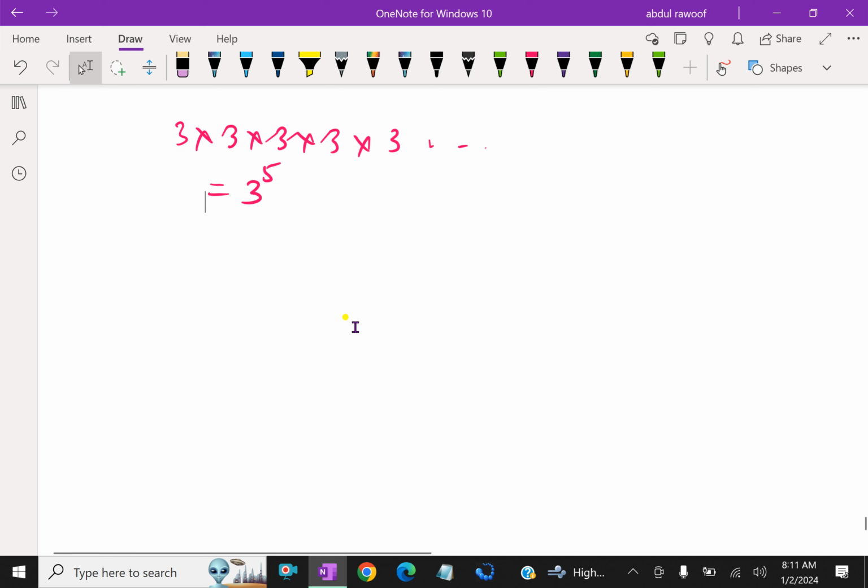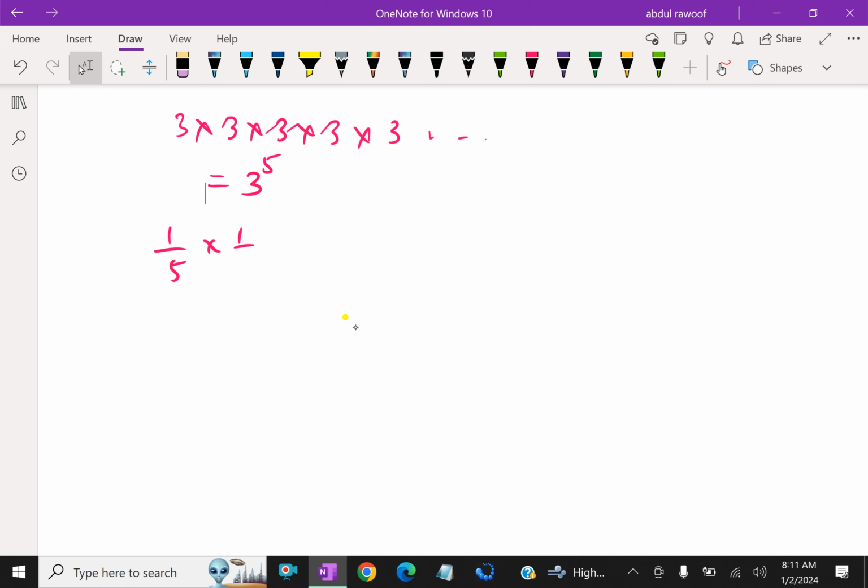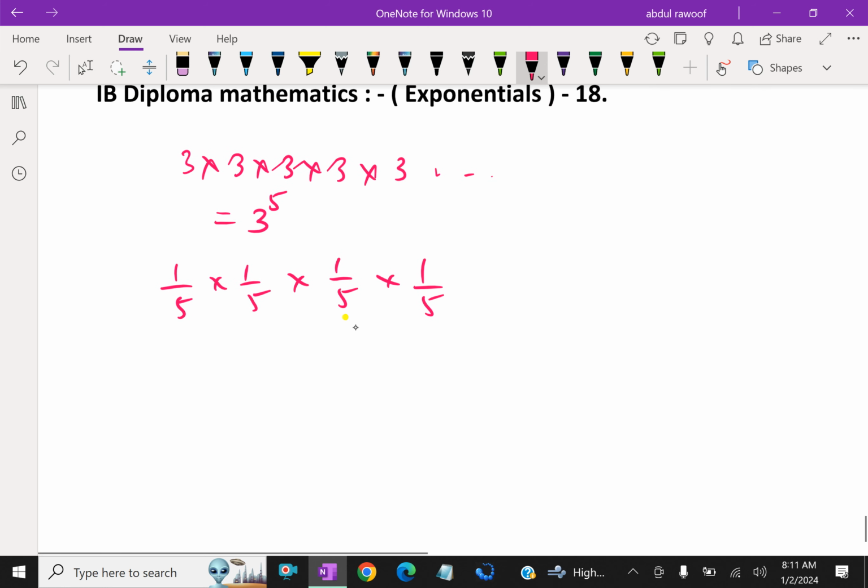And one more example. Here, 1 over 5 into 1 over 5 into 1 over 5 into 1 over 5. This can be written as 1 over 5 repeatedly multiplied 4 times. So we have to use this index power.